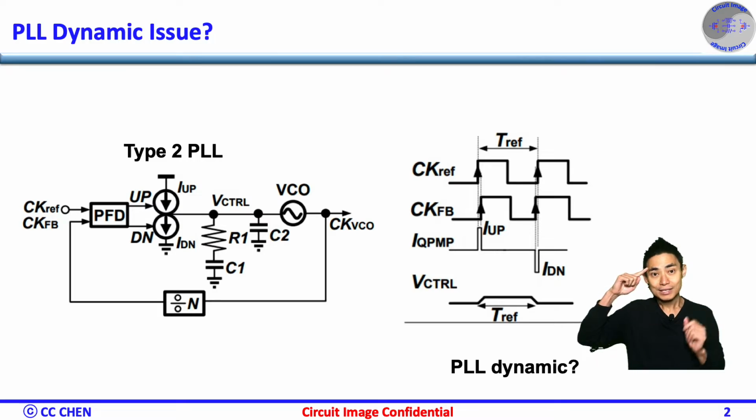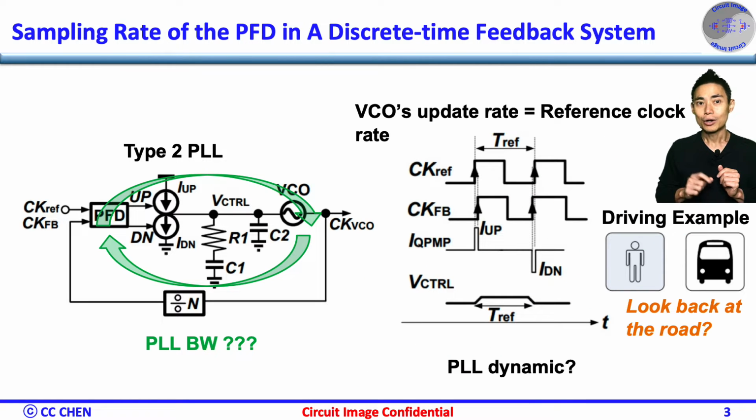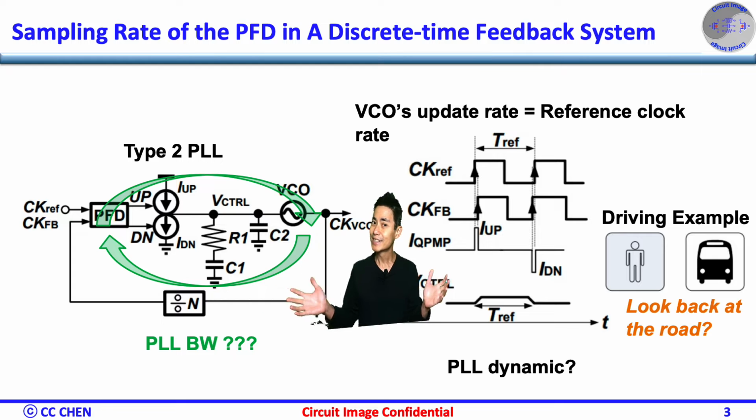Think about the sampling images for 5 seconds. Bingo! Either the sampling rate of the PFD input phases or the VCO's update rate will be the reference clock rate, which puts an upper bound on the PLL's operation bandwidth. Could you tell why the PLL's bandwidth has a stability concern? Because of the reference clock frequency?